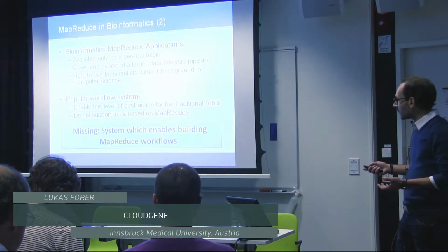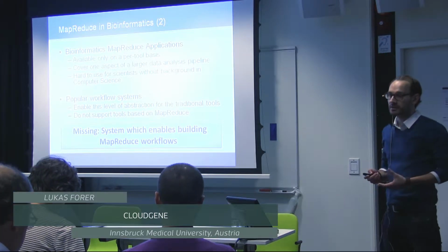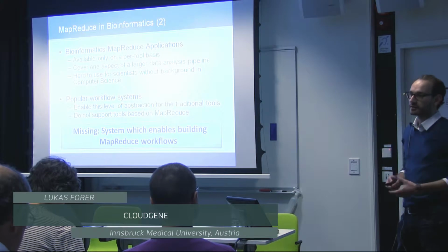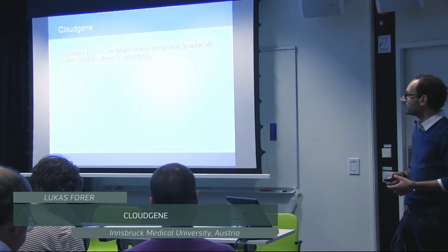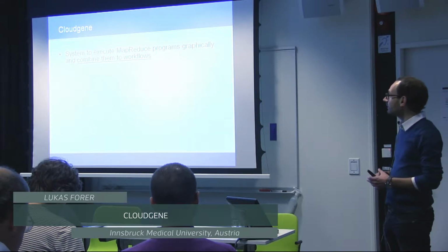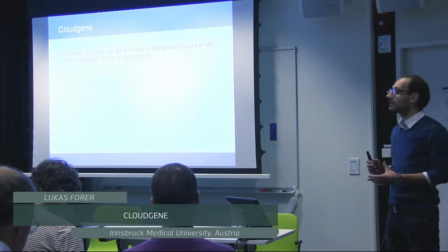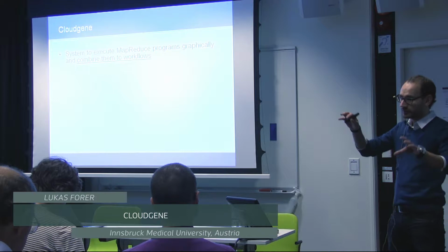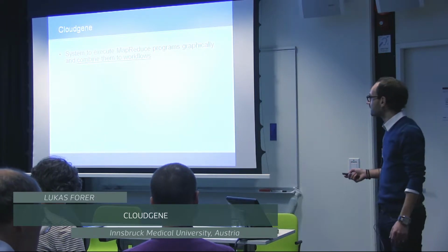So what is missing? Missing is a system which enables us to build MapReduce workflows that we can then use and execute in order to analyze our data. And exactly for that reason, we developed in Innsbruck in 2010 Cloudgene, and it's a system to execute MapReduce programs graphically, and then we can combine individual programs to a workflow for the data analysis.